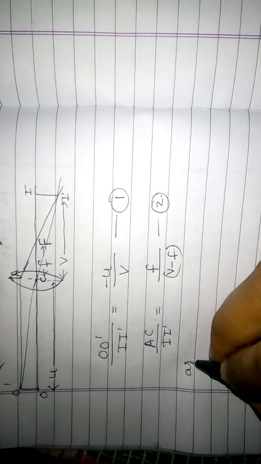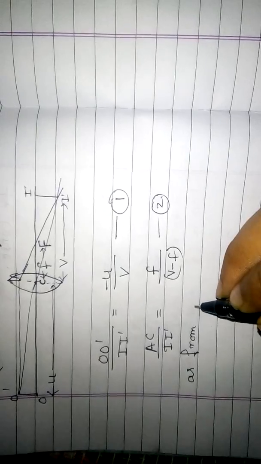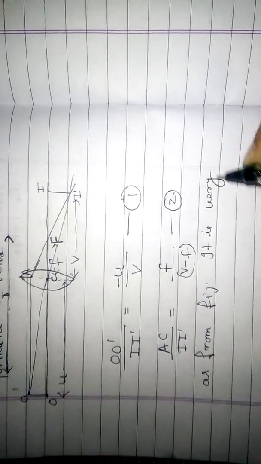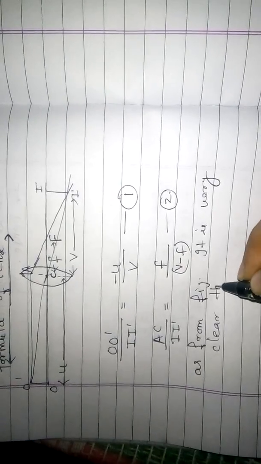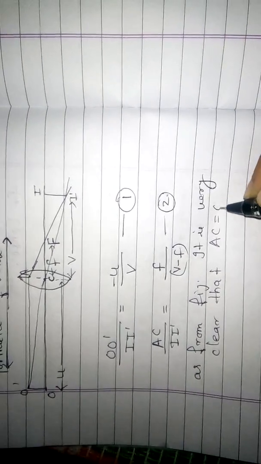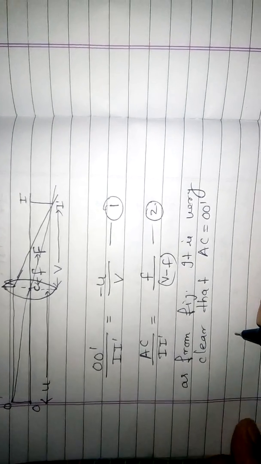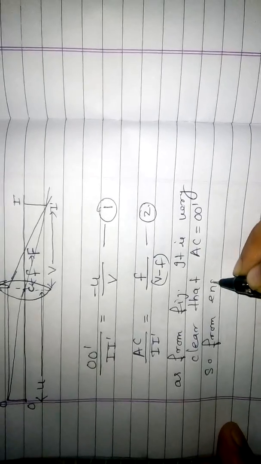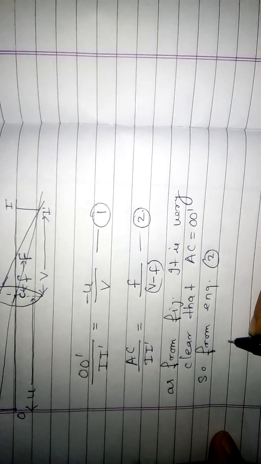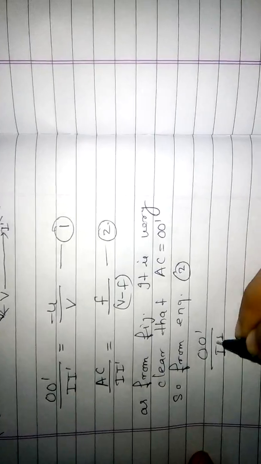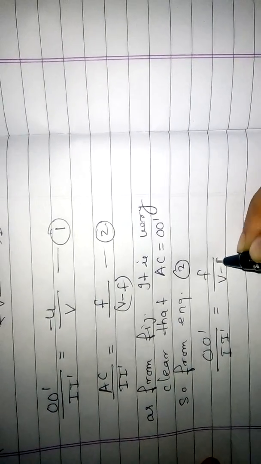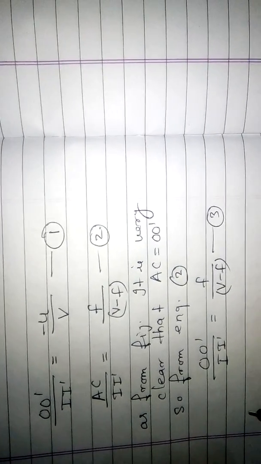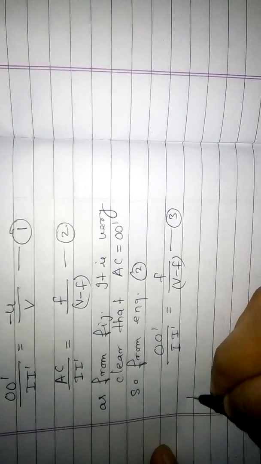As from the figure it is very clear that AC is equal to OO dash. So from equation second, OO dash upon II dash is equal to f upon v minus f. This is equation third.